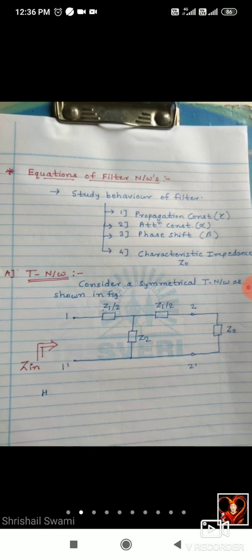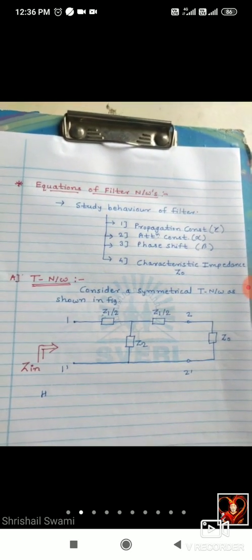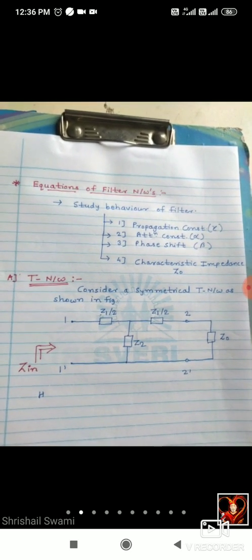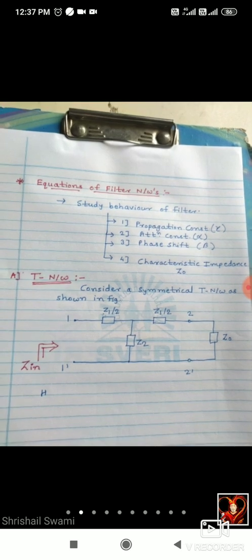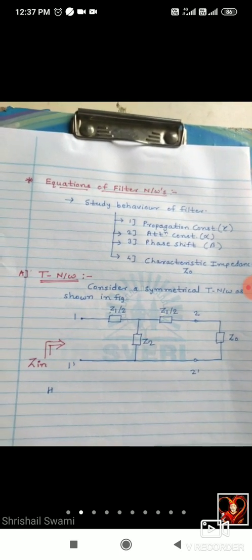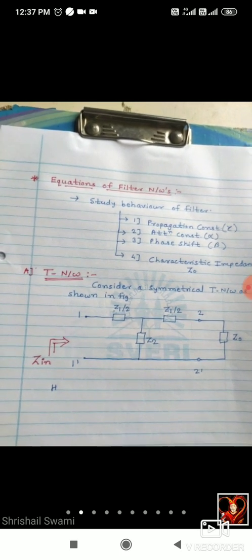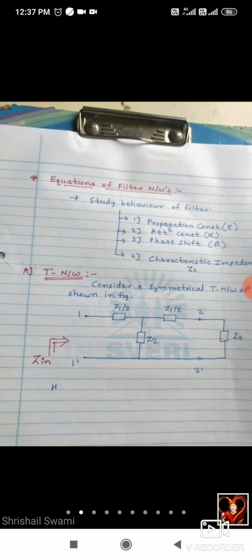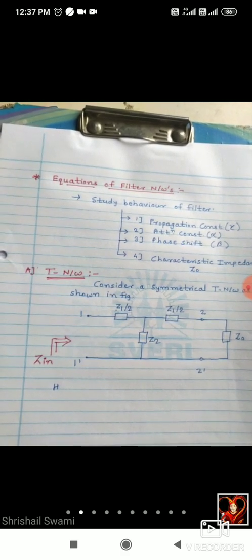In the last lecture, we discussed the classification of the filters as well as the characteristics of the filters. We have seen there are four types of filters: low pass filter, high pass filter, band pass filter, and band stop filter. We have seen the attenuation characteristics of each filter, and after that we started the filter networks, how we can get the pi type and T type filters.